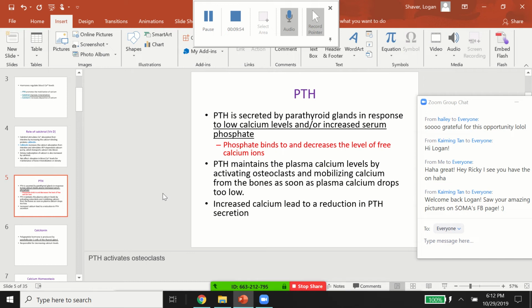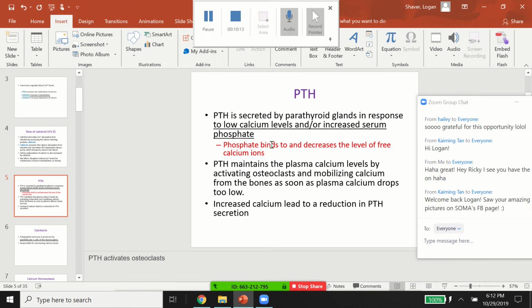So, with that in mind, it makes sense that it's secreted in response to low calcium levels, right? Because it wants to basically build up calcium, right? And then it also makes sense if it's responding to increased serum phosphate because it's wanting to get rid of phosphate, right? So it totally makes sense.